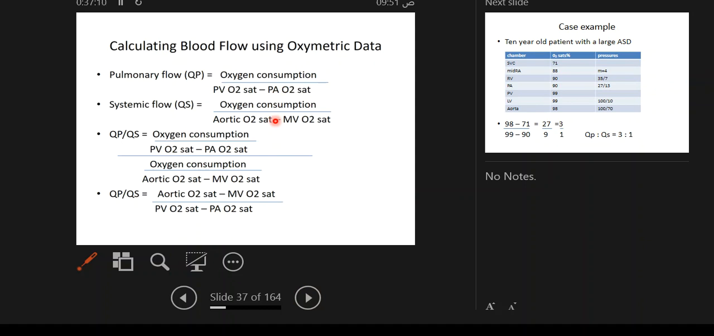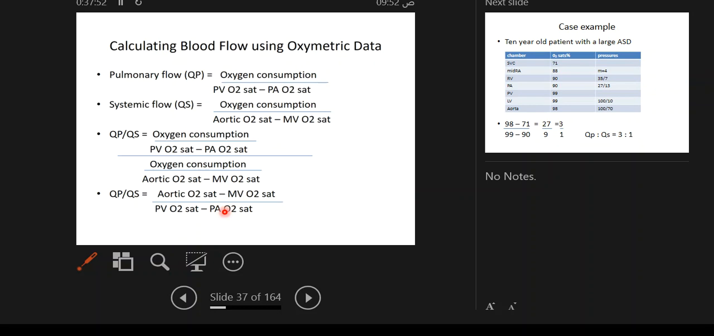So you can flip them, and you remove the oxygen consumption on both sides. You are left with aortic oxygen saturation minus mixed venous, or I should say aortic minus superior vena cava, over pulmonary vein minus pulmonary artery. Let's take an example in our head. The aorta, say, is 100, just for, it's 99, doesn't matter, 100. And the mixed venous is 70. This take away, that is 30. Okay? The pulmonary venous oxygen is 100 minus the pulmonary artery is 70.